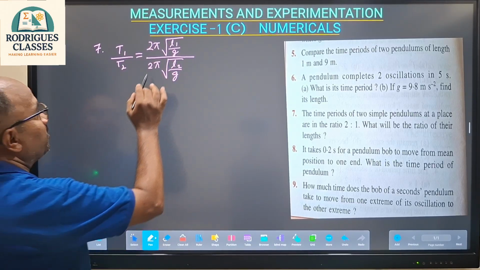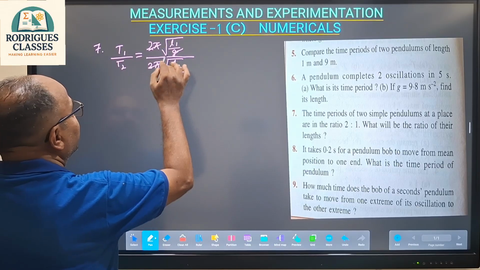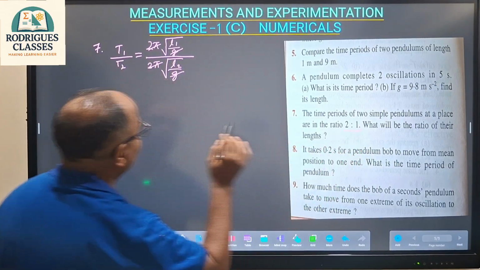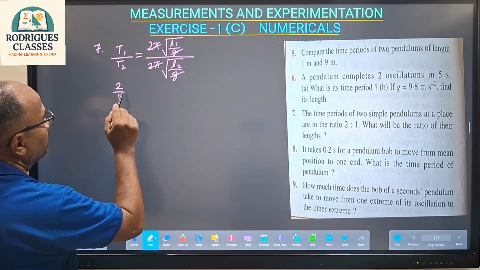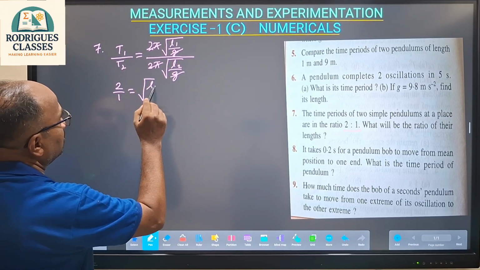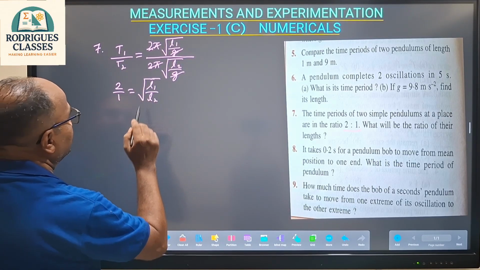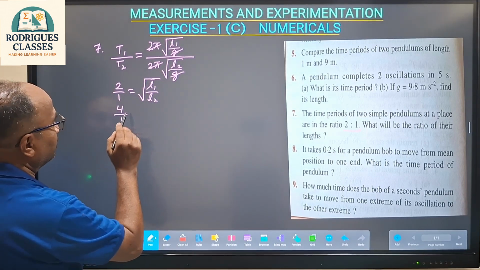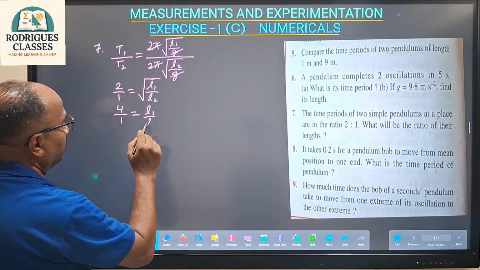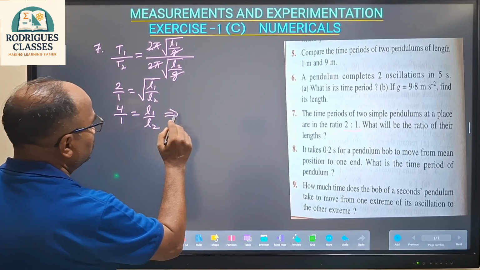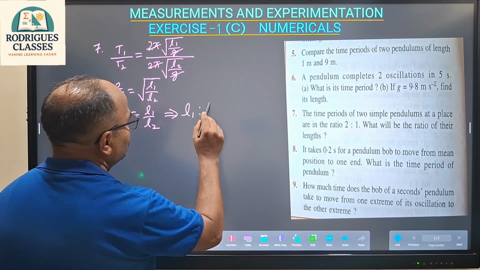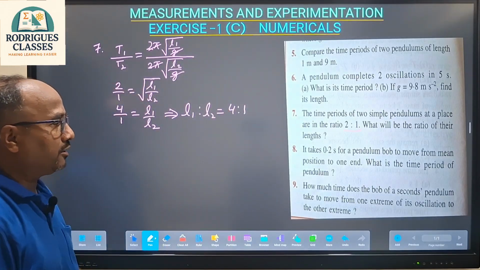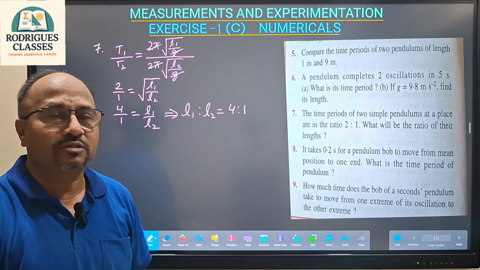Okay, so 2 pi will get cancelled, g will get cancelled. T1 by T2 is given to us as 2:1. So 2 by 1 is equals to root of L1 by L2. So the square will come here. It will become 4 by 1 equals L1 by L2. So we can write L1 is to L2 is equals to 4:1. So that finishes this question number 7.